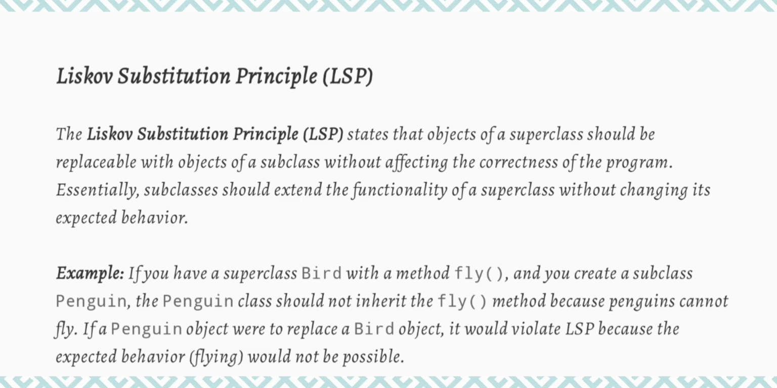Example: if you have a superclass Bird with a method fly, and you create a subclass Penguin, the Penguin class should not inherit the fly method because penguins cannot fly. If a Penguin object were to replace a Bird object, it would violate LSP because the expected behavior, flying, would not be possible.